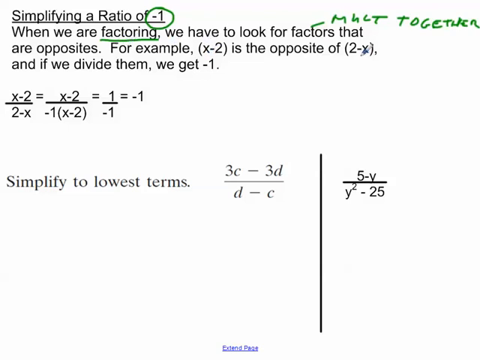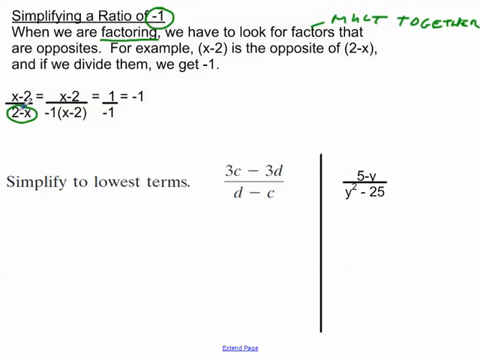X minus 2 is the opposite of 2 minus x. And if we divide these, we get -1. But we could also say, if we've got x minus 2 divided by 2 minus x, let's redefine our denominator down here. X minus 2 is going to stay the same. That's not going to change.